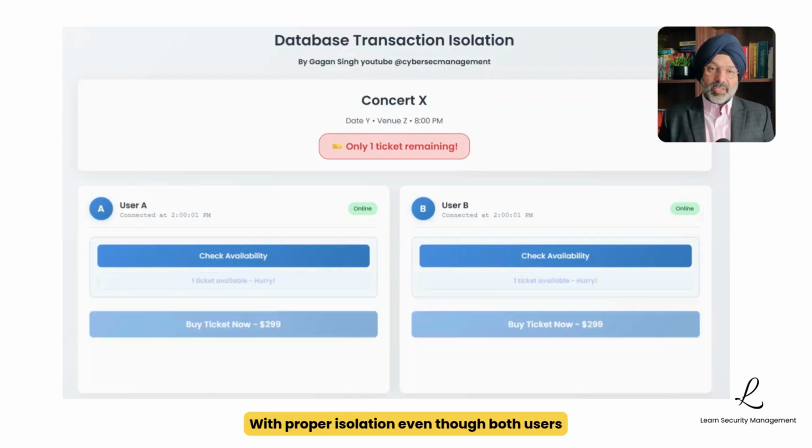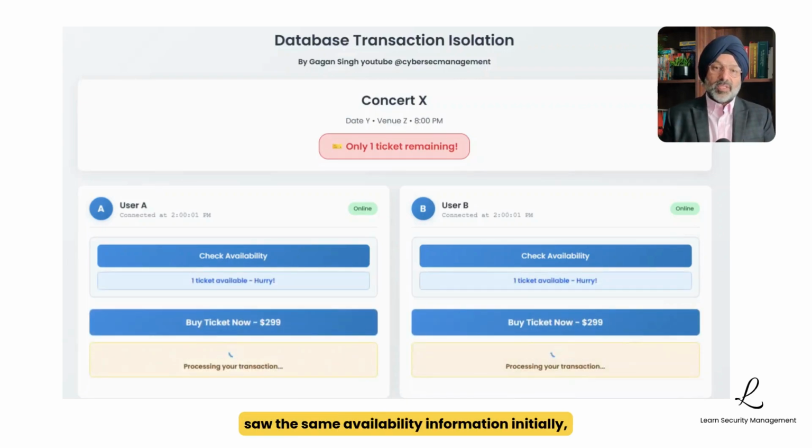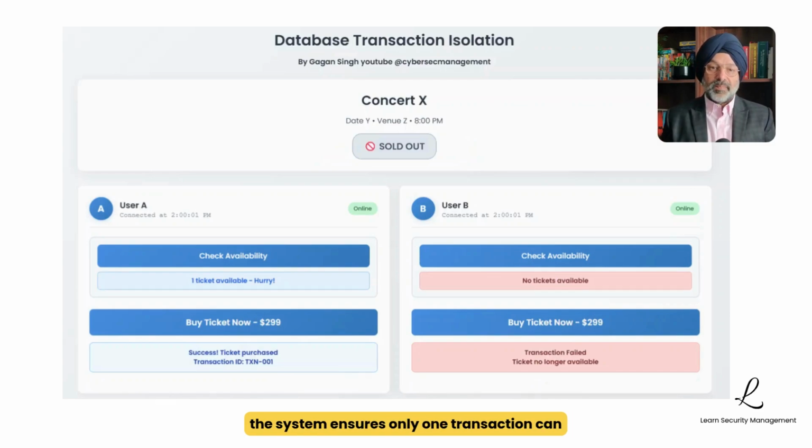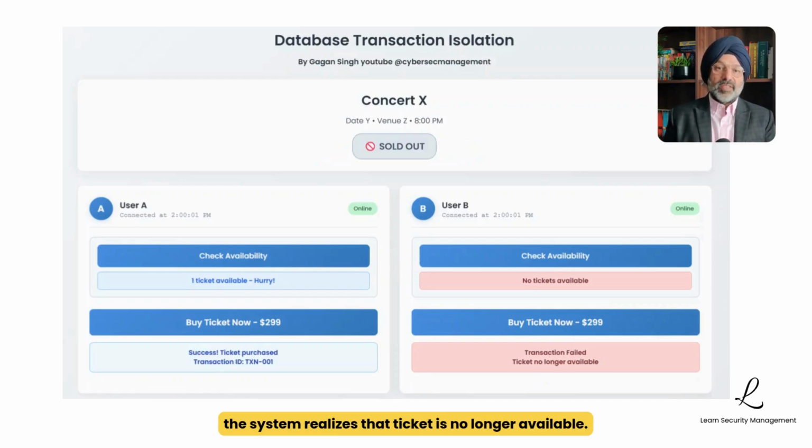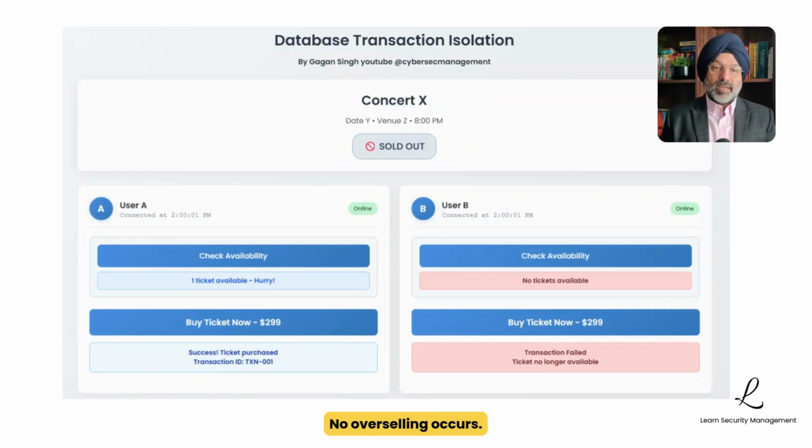With proper isolation, even though both users saw the same availability information initially, the system ensures only one transaction can complete. User A successfully purchases a ticket, and user B's transaction fails cleanly when the system realizes that ticket is no longer available. No overselling occurs.